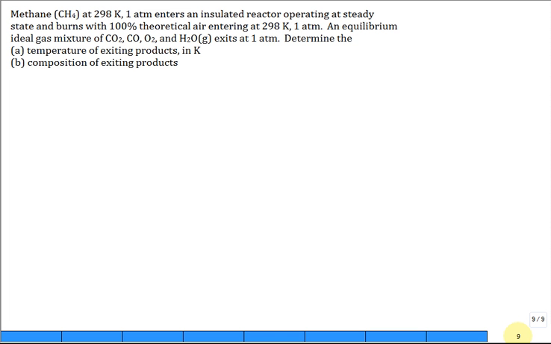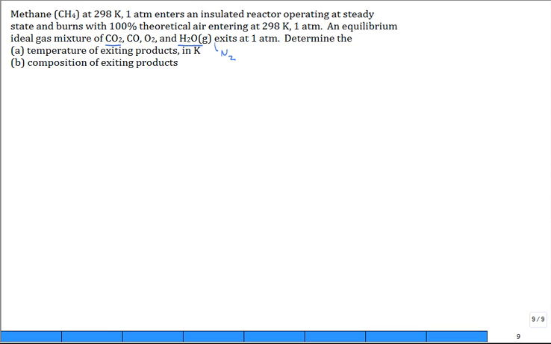So we have methane at standard temperature and pressure, enters an insulated reactor operating at steady state and burns with 100% theoretical air at the standard temperature and pressure. An equilibrium ideal gas mixture of not just CO2 and H2O and nitrogen. I left out nitrogen. Nitrogen goes for the ride with the air, doesn't it?